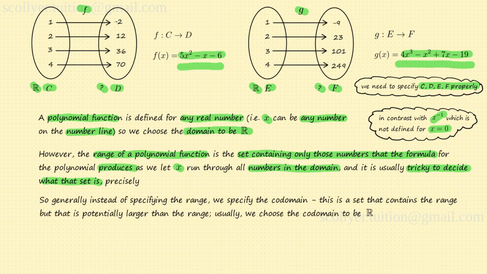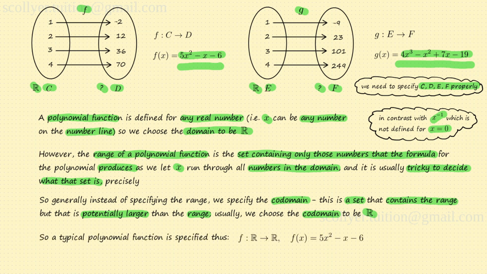Since it is difficult to specify precisely which numbers should be in the range for a function, we specify a different set called the codomain. And the codomain is a set which contains the range, but which is at least potentially larger than the range. And very often we choose the codomain to be the set of all real numbers R.